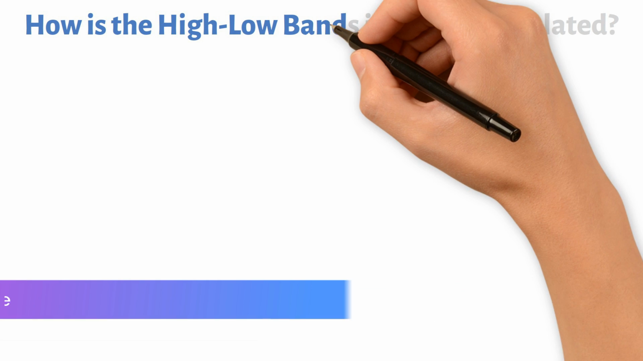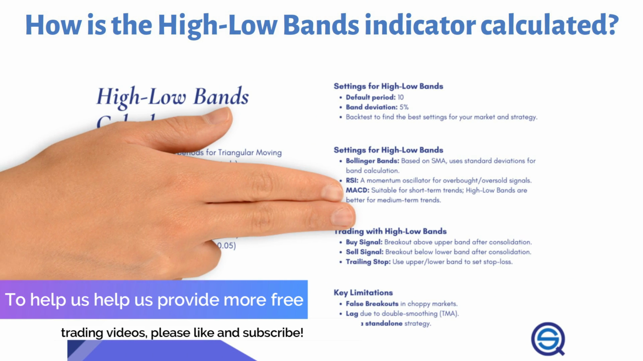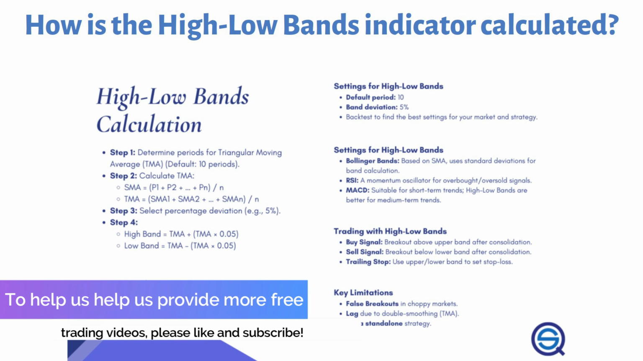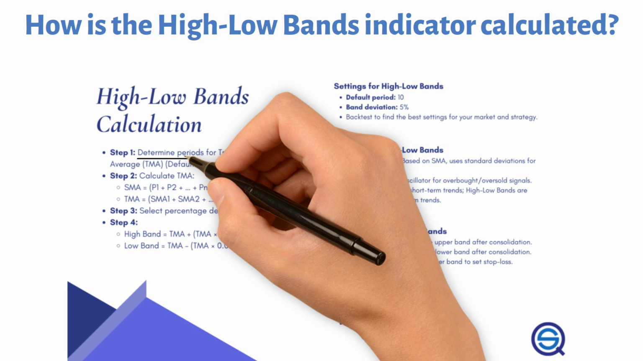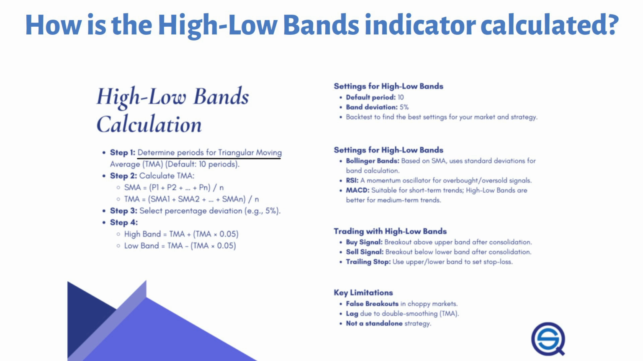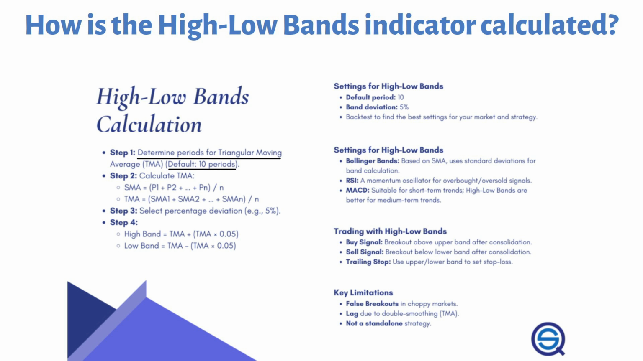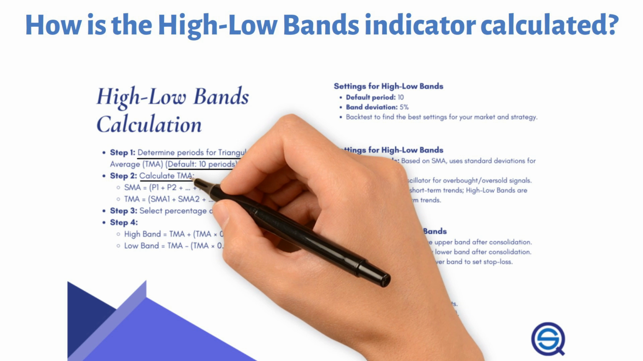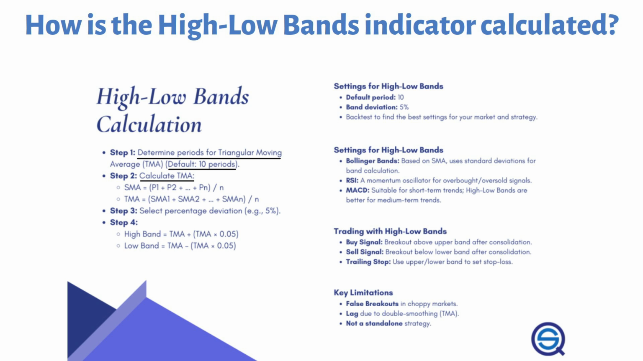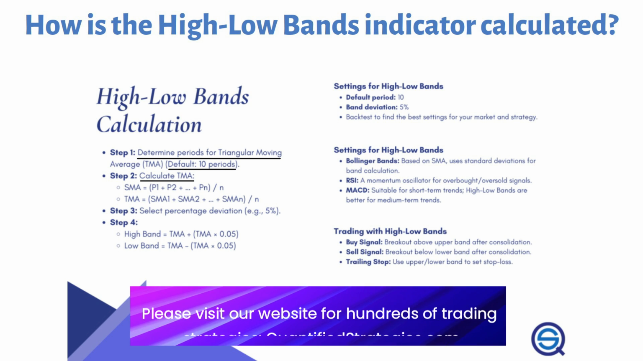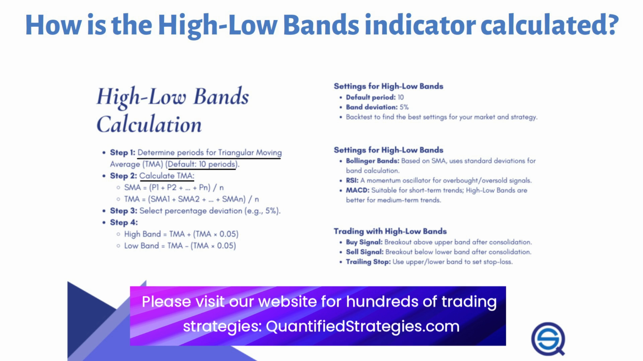How is the high-low bands indicator calculated? To calculate the high-low bands, you should follow these 4 steps. First, determine the periods for the triangular moving average. The default is usually 10 periods. Second, calculate the triangular moving average, TMA, by adding the closing prices over the chosen number of periods and dividing the sum by the number of periods to get a simple moving average. Then, average the simple moving average values over the same number of periods to get the triangular moving average.